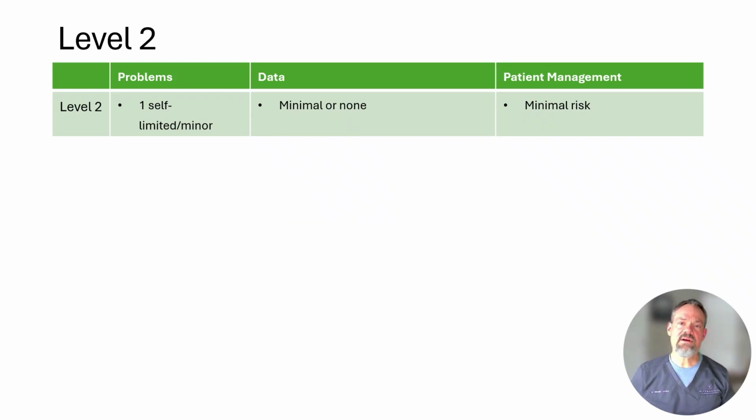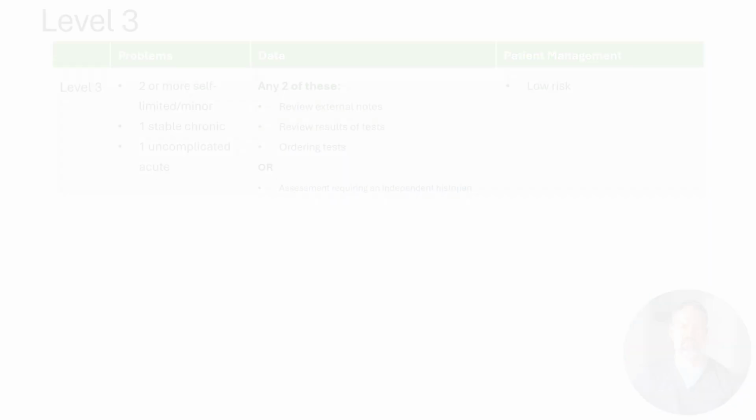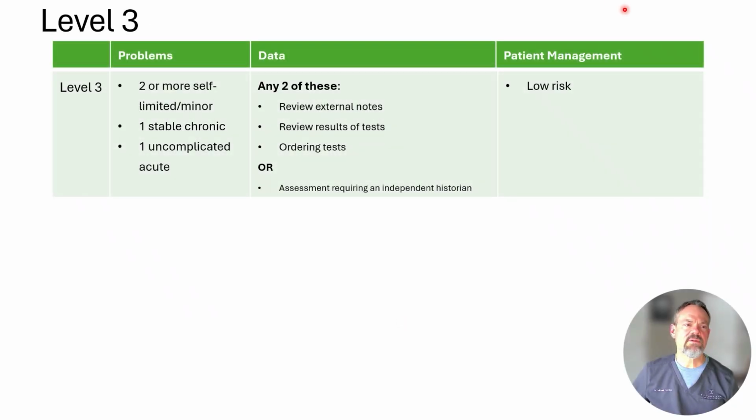And then the third area is patient management, minimal risk. So the risk of complications is very low, with minimal intervention. A couple examples might be warm compresses for MGD, recommending OTC drops for mild irritation, or avoiding allergens in the case of allergic conjunctivitis. So how do we meet a level 3?